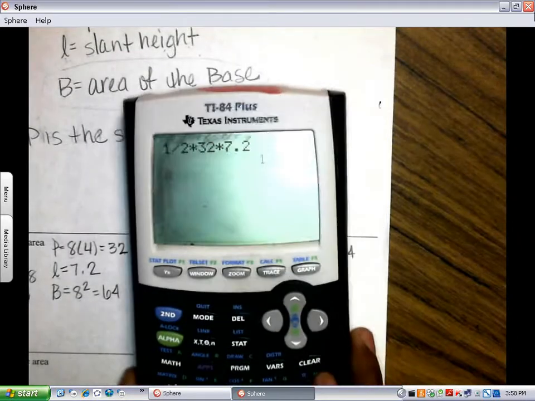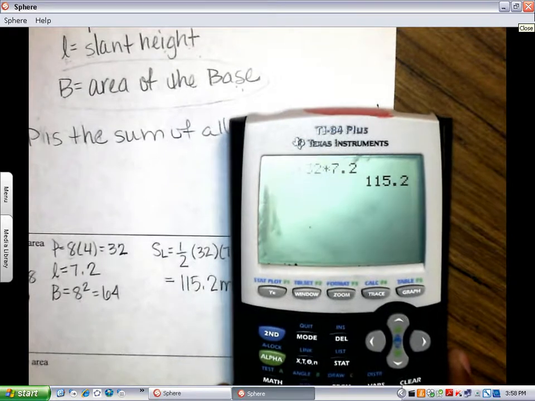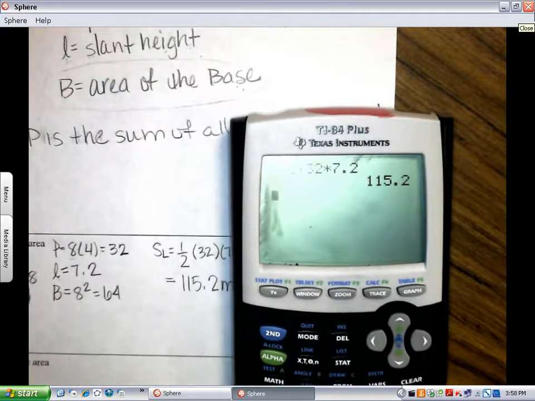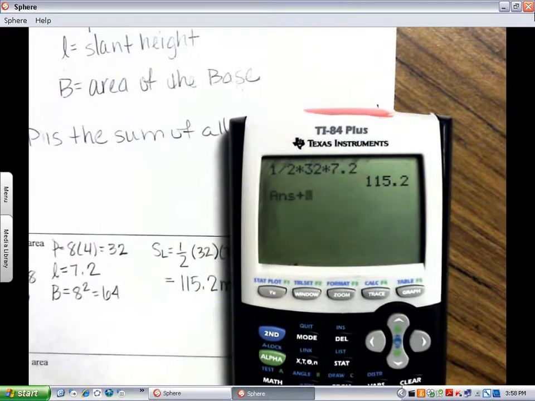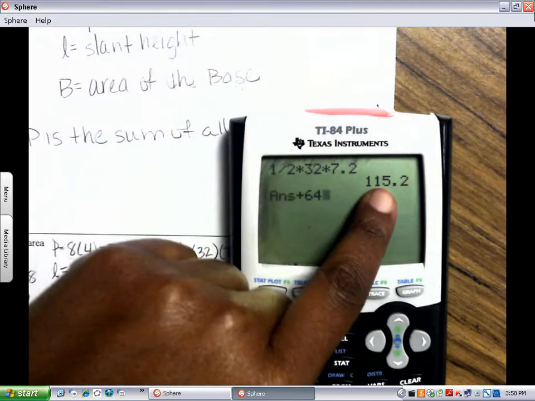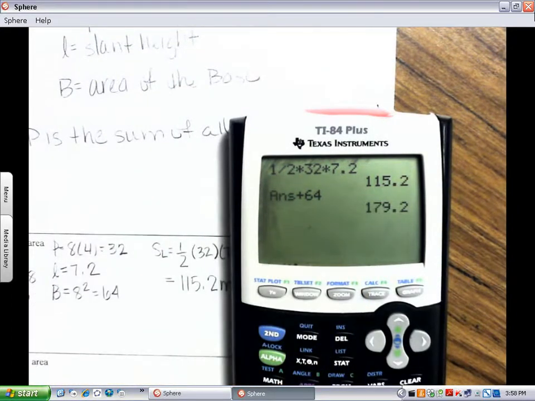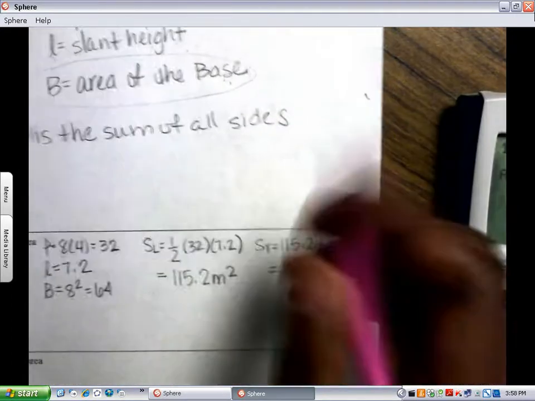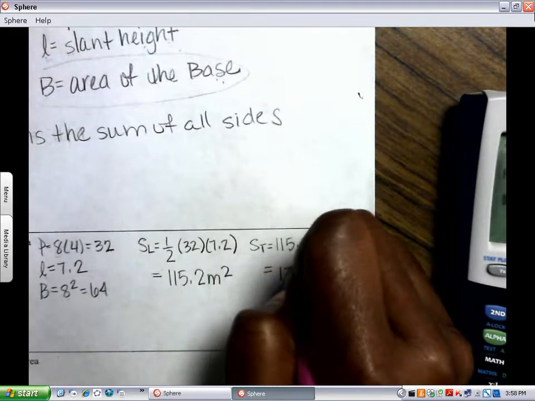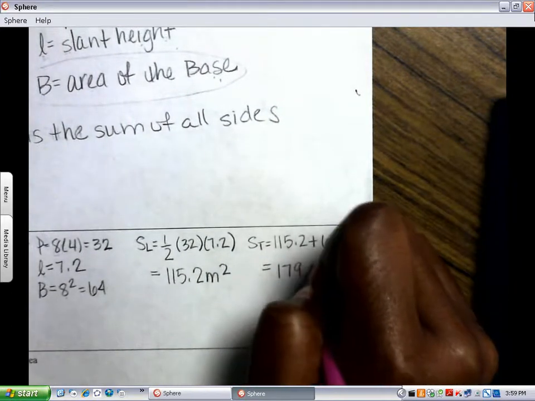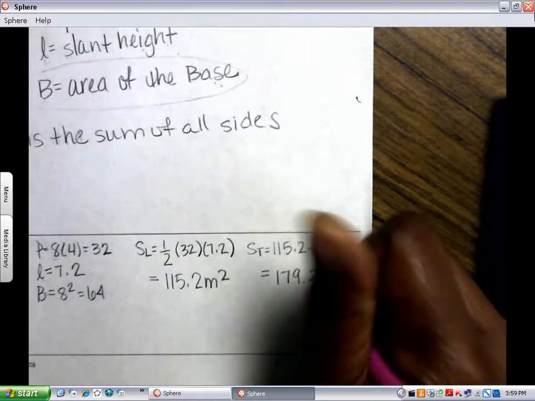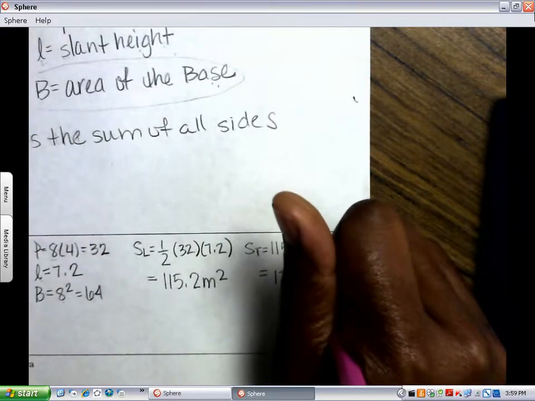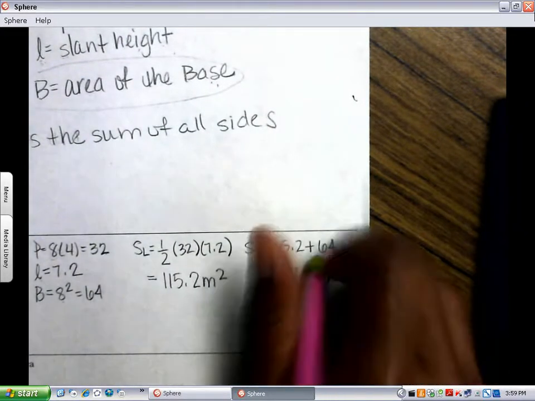It's already in my calculator, right? So I can just hit plus 64, because I already have the 115.2, and that's 179.2. Okay, and that's my total surface area.